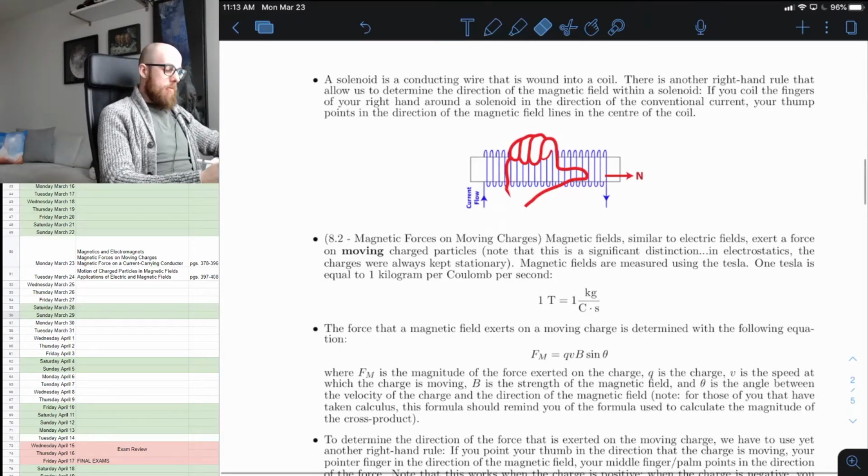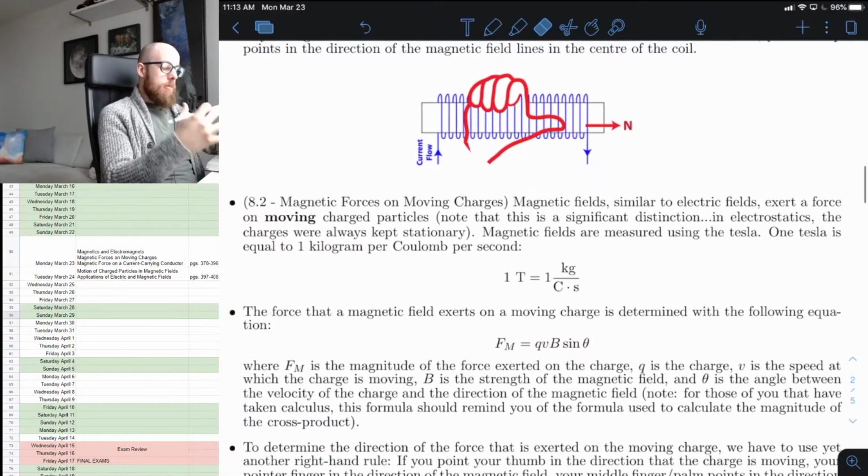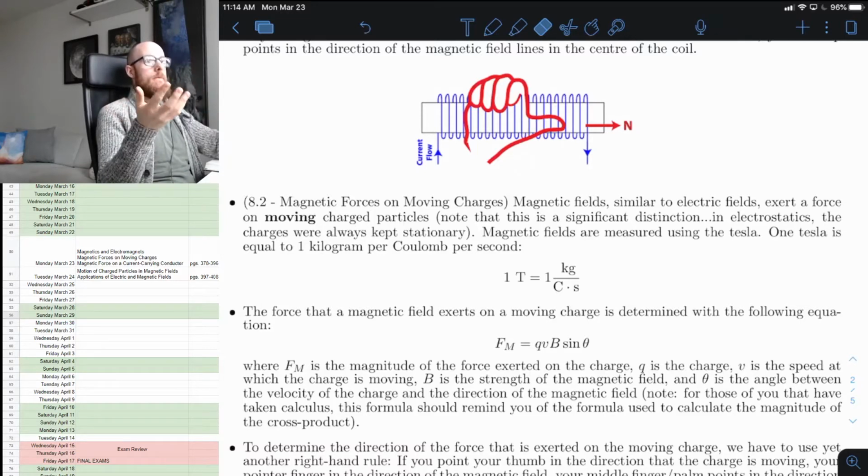Okay, so again, magnetic fields, as I've been mentioning, are kind of similar to electric fields, right? So they're similar in that they exert a force on charged particles, but the key difference here is that magnetic fields exert a force on moving charged particles. Okay, so if you have, say, an electron and you just put it into a magnetic field and you keep it there, you don't touch it, it won't move anywhere. There's no force exerted on it.